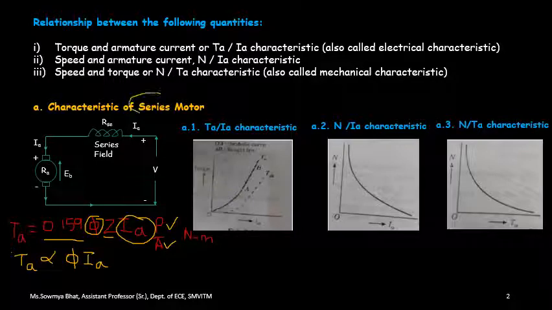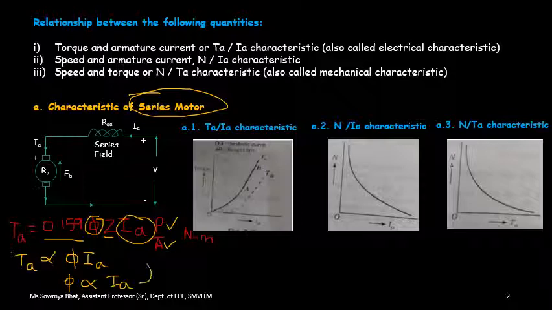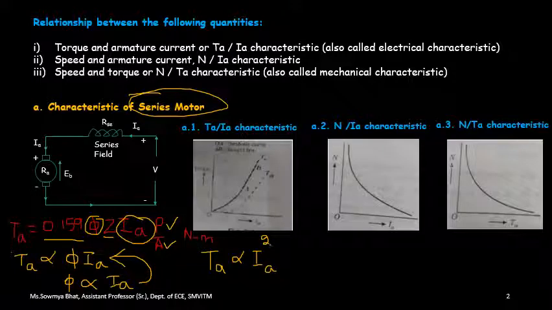Here I am talking about a series type of DC motor, wherein we have studied that the flux phi will always be in direct proportion with the armature current IA. If I substitute this in the main equation of armature torque, armature torque will be directly proportional to phi, which is proportional to IA. So IA into IA gives IA square.